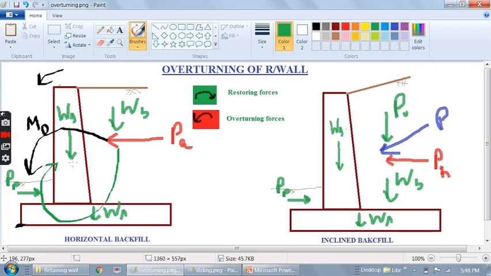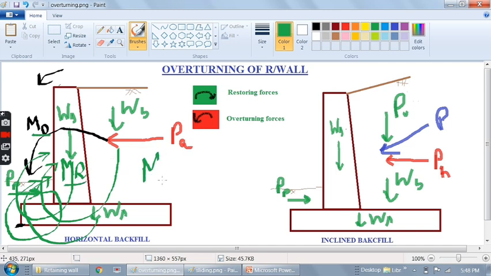Similarly, the weight of the stem will have this restoring moment, the weight of the slab will have this restoring moment, and here this is the passive earth pressure which I explained earlier. Passive earth pressure will also have this moment. So these all are opposite to the overturning moments and we call them the restoring or resisting moments. So here MR should dominate M naught. MR should be greater than or equal to M naught.